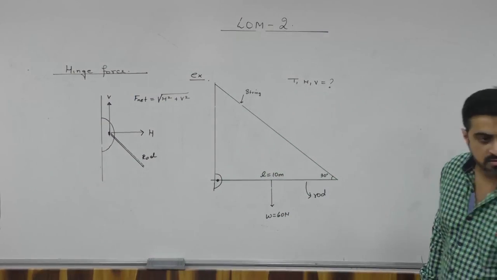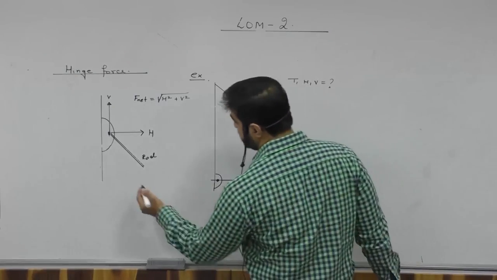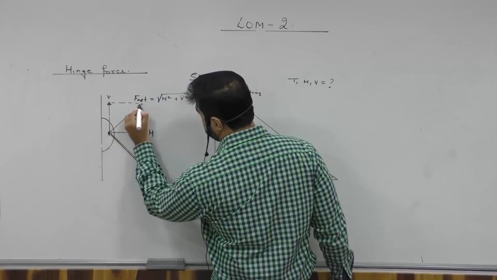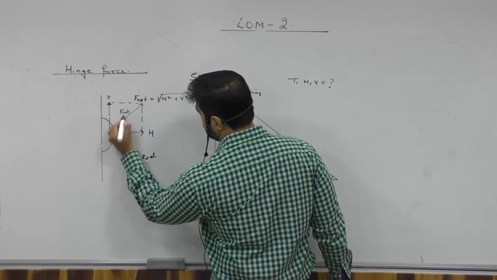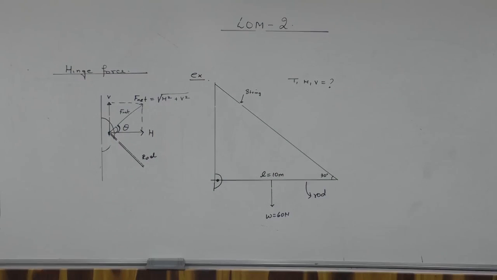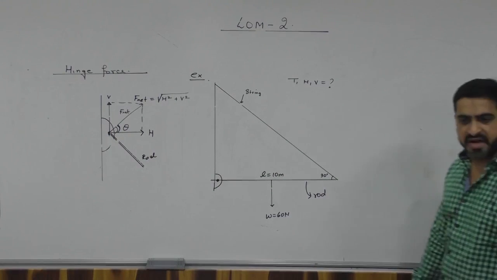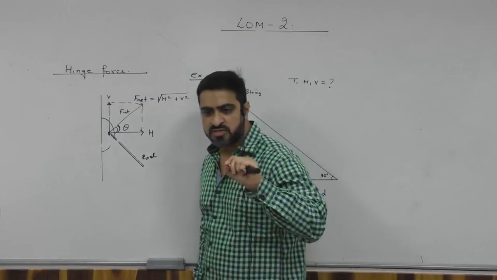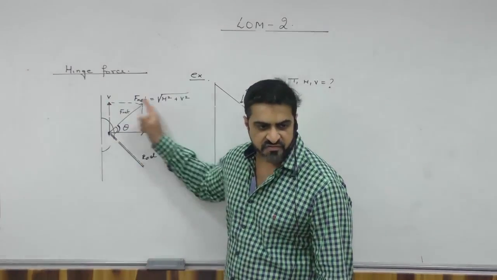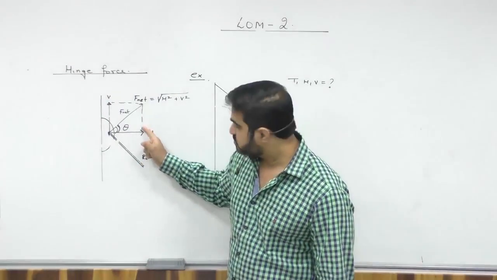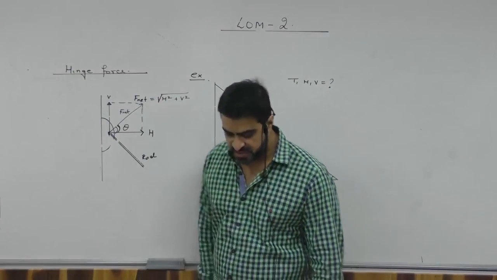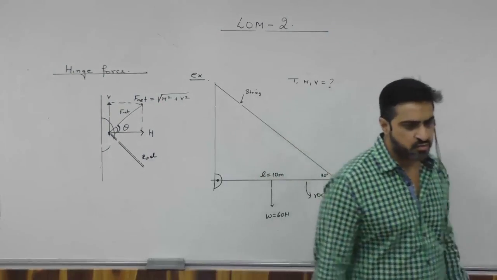Getting it? You can find theta also, because this will be the hinge force, F net. Now this angle will be theta. Are you understanding what's happening? So to get hinge forces, I have resolved the two forces into H and V, the normal components, and then F net will be the total hinge force, which is under root H square plus V square, and theta also you can find. This example we will see to understand.